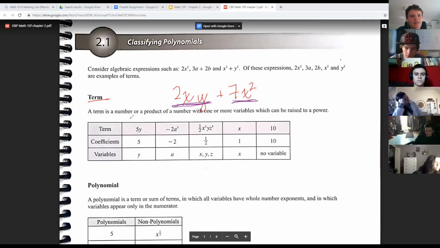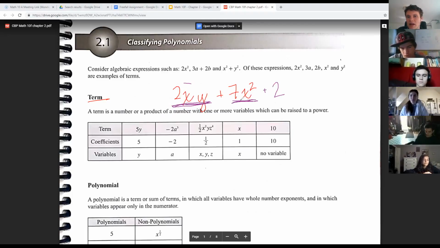And this definition here is telling us it's a number, right? So I could add one more term here that's just a number, 2. It's a number or a product of a number with one or more variables. That's what these ones are, right? 2xy is a product of a number with variables. So it's 2 times a variable x times another variable y. So this is a term. This is another term, because it says it can be a variable which can be raised to a power. So 7 is the number, and then x is a variable raised to a power. So each of these things are terms. All right.